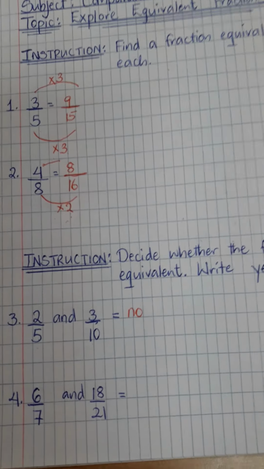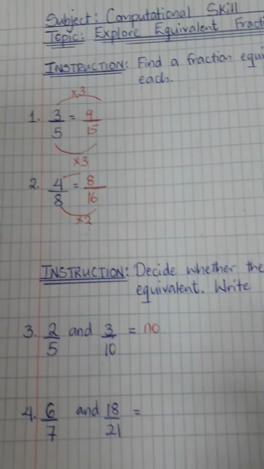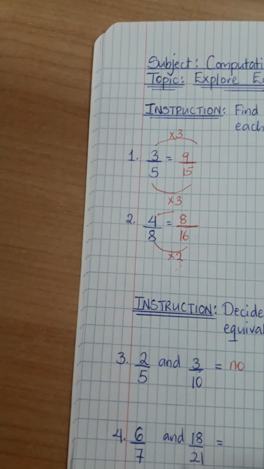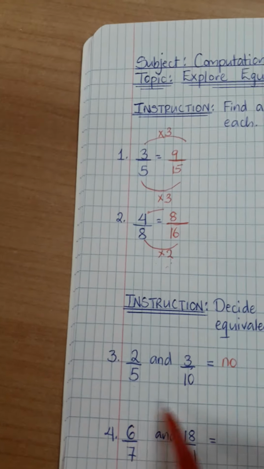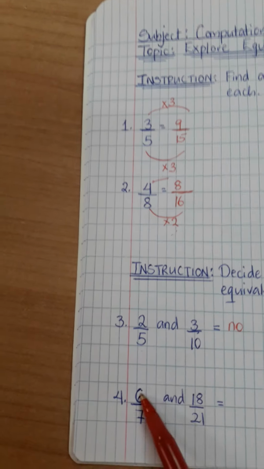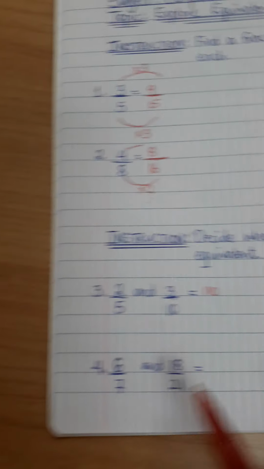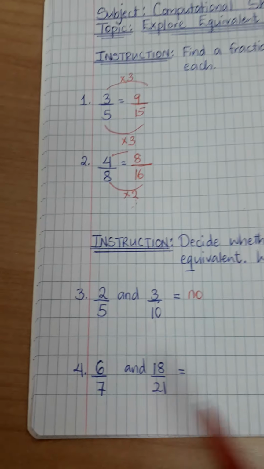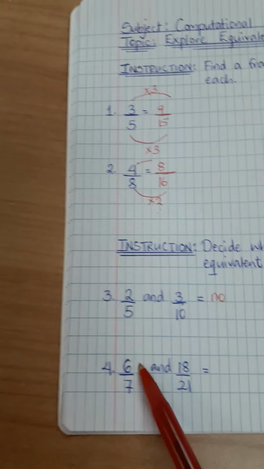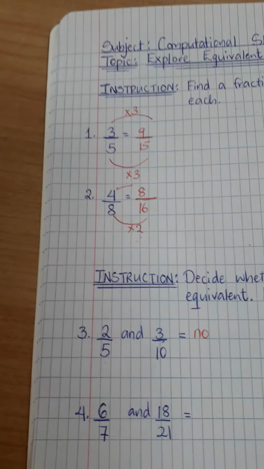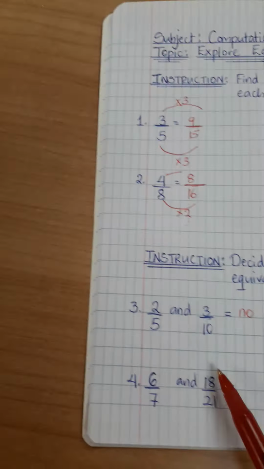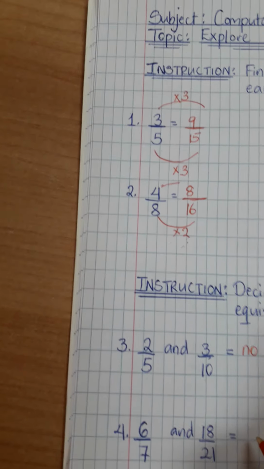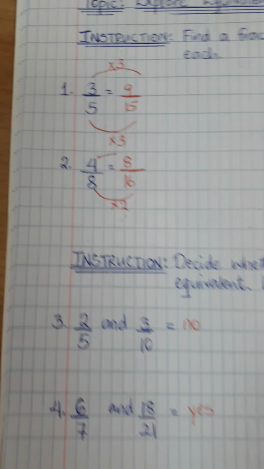6/7 and 8/21. Is that an equivalent fraction? Whatever is done here is done here. So let's look at the numerator. What multiply by 6 to give you 18? What multiply by 7 to give you 21? So we know that 6 times 3 gives you 18. Whatever is done to the numerator, we also do it to the denominator. 7 times 3 is 21. So we know that this is an equivalent fraction.